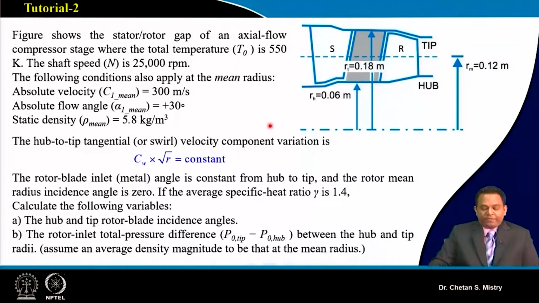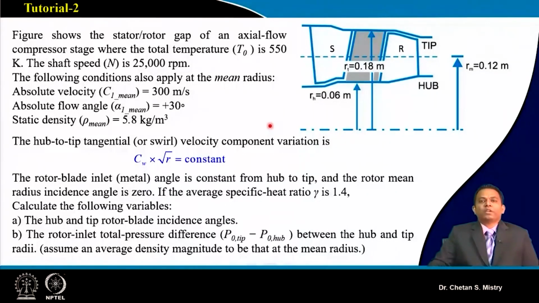If the average specific heat ratio is 1.4, calculate the following variables: hub and tip rotor blade incidence angles, and the rotor inlet total pressure difference, that is P0 at the tip minus P0 at the hub, at hub and tip radius. Assume average density magnitude to be that at the mid radius.